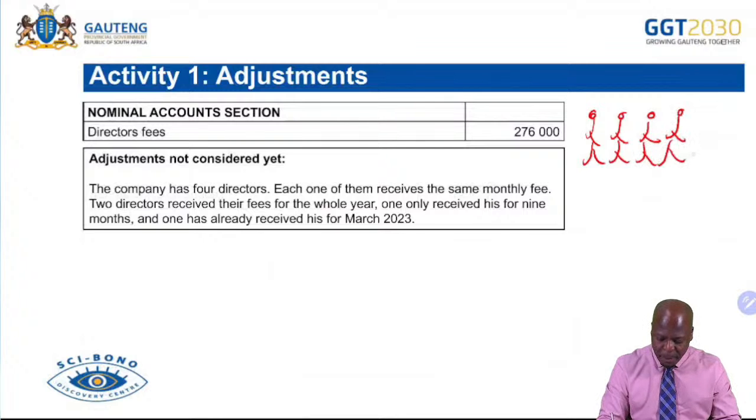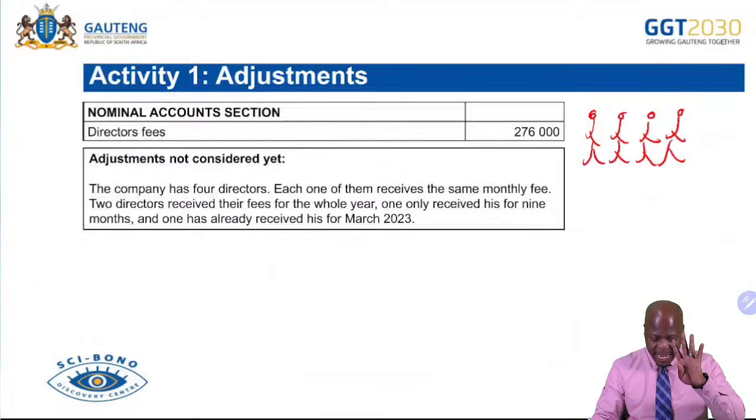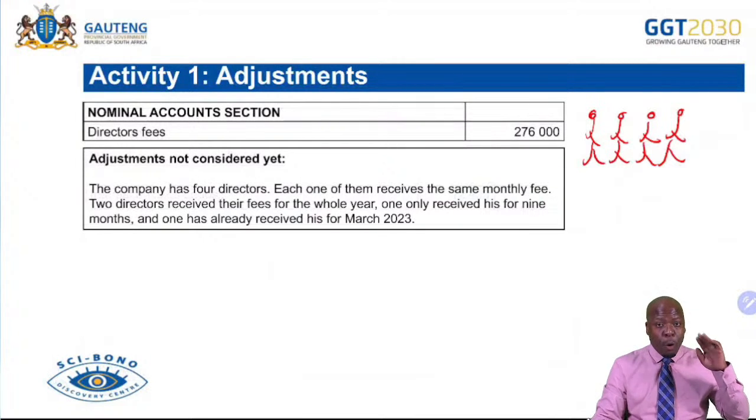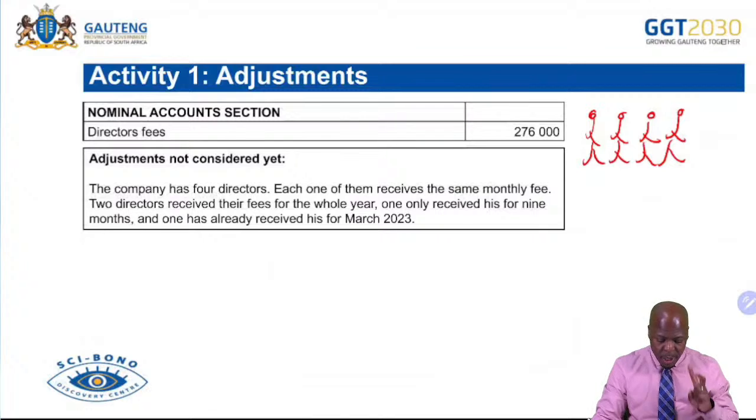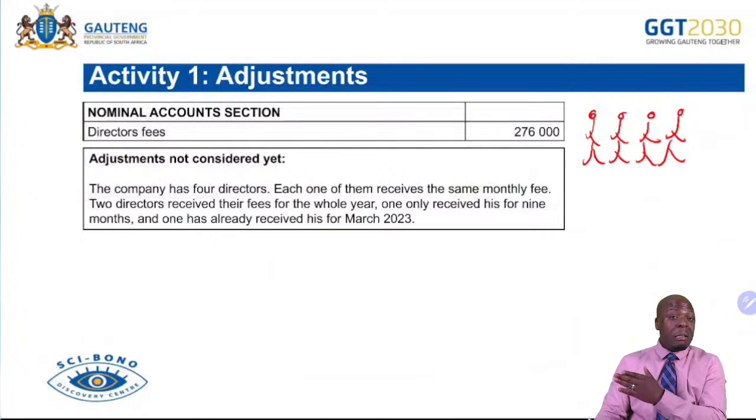Director number 4. The company has how many directors? 4 directors. Let's go. Each one of them receives the same monthly fee, so it is the same for all the 4 directors. 2 directors receive their fees for the whole year. So for the 2 directors, they've received for the entire year.